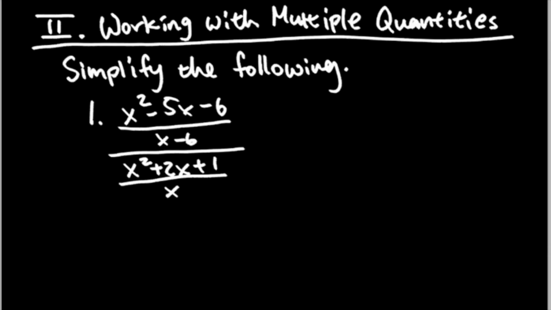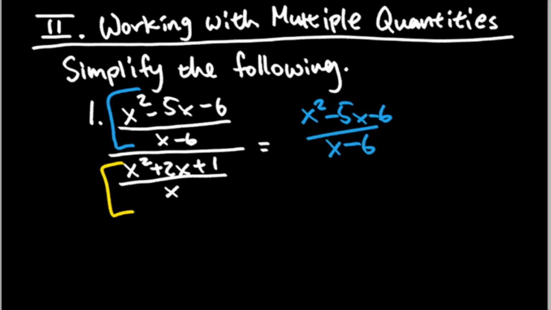Alright, now let's try working with multiple quantities. After we get over the fact that this looks crazy, we can work with it. We have a fraction divided by a fraction. That's not difficult to deal with, right? If we think about it as one fraction and another fraction, all we really need to do is keep the numerator the same, and then multiply by the reciprocal of the denominator. That's just how we've dealt with them ever since elementary school.